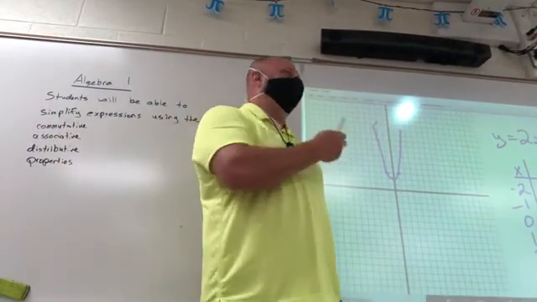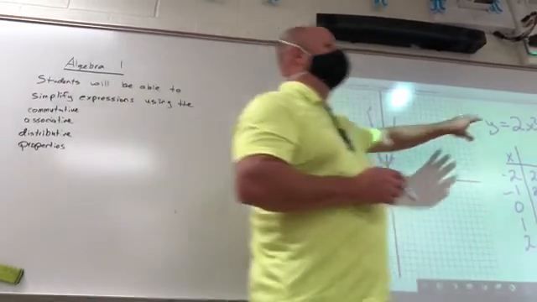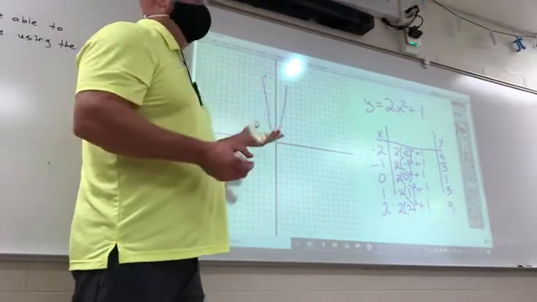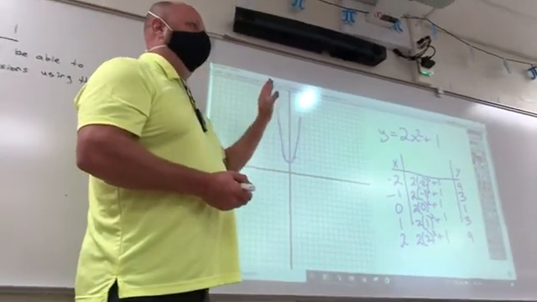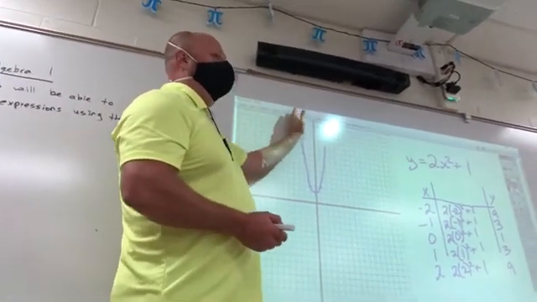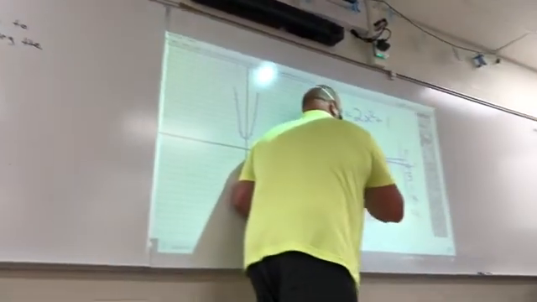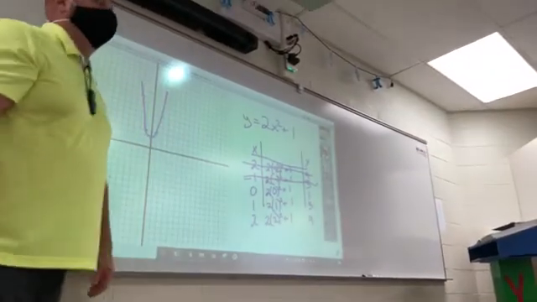Because it's actually a U shape. All x squareds are going to be more of a U shape. Okay? This is a pretty skinny U shape, so it kind of looks like a V, but it is going to be a U shape. It's called a parabola. Now, what would have happened in this case if I would not have done the negative 1 and the negative 2?